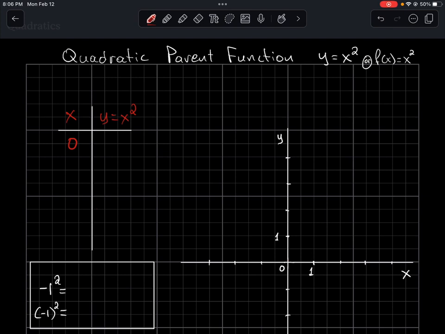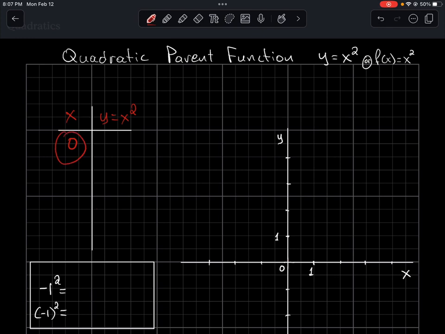Are we allowed to plug in 0? Yes, we are allowed here. We wouldn't be allowed if we had 1 over x as the rule of the function, because plugging in 0 would give us 1 over 0, which is basically infinity, and we're not allowed to have infinity as a number, therefore we're not allowed to have 0 in the denominator. That would be something that we often call undefined. So here we're allowed to put a 0.